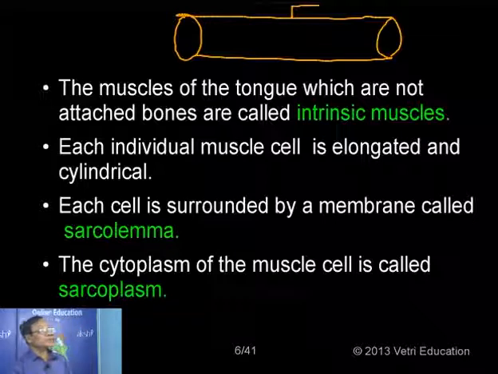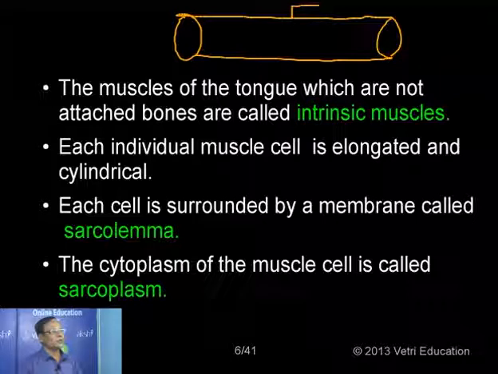Here, the normal cell membrane is called the sarcolemma. The word sarco refers to flesh in Greek. The cytoplasm of the muscle cell is called sarcoplasm. The mitochondria are called sarcosomes. The endoplasmic reticulum of a muscle fiber is called the sarcoplasmic reticulum. So sarcolemma, sarcoplasm, sarcoplasmic reticulum, then sarcosome, which is actually the mitochondria.